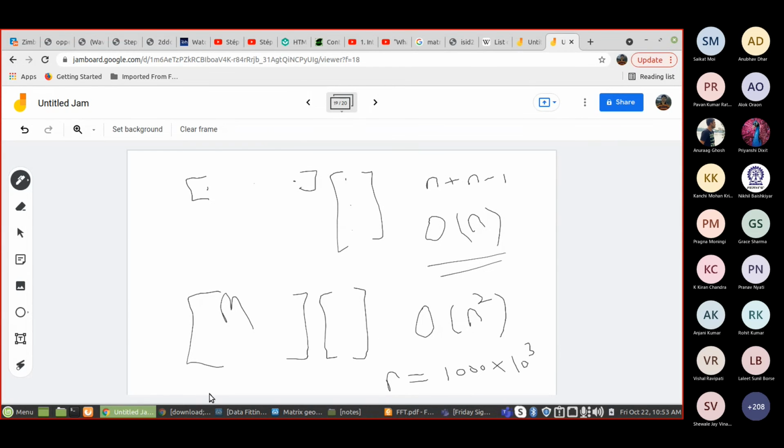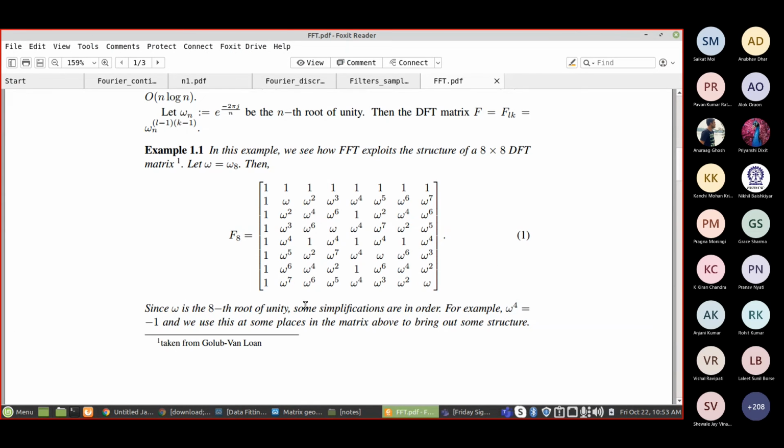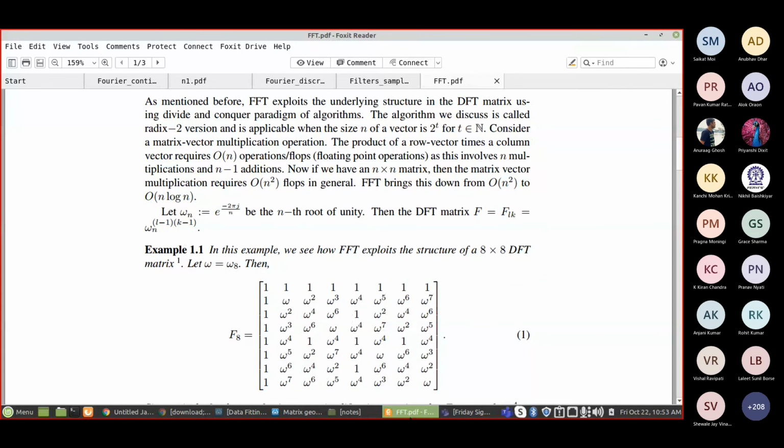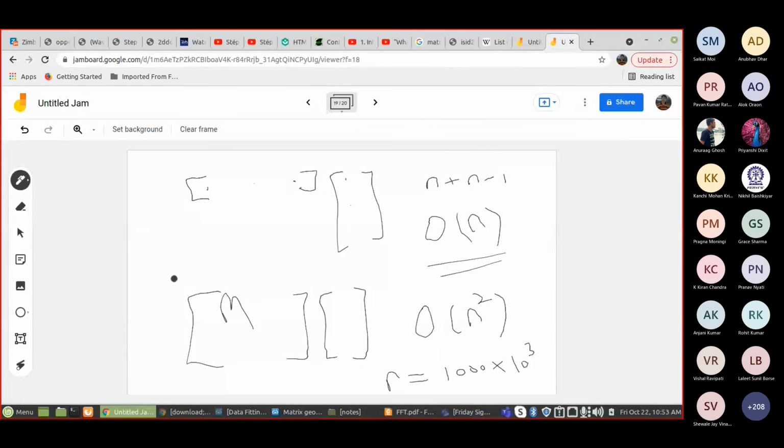But if your matrix has some specific structure, then you can exploit that structure to bring this operation down, and that is what FFT is based on. So the idea is to exploit the inherent structure in the matrix and to bring this computation down from order n squared to order n log n. We will see that the FFT algorithm brings down this order n squared factor to order n log n. So this is going to be much less than a million.